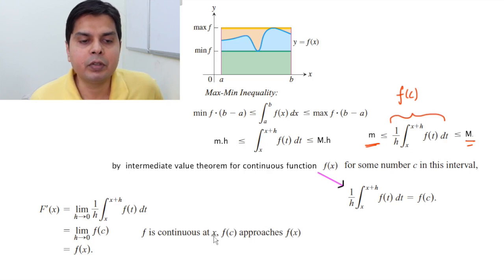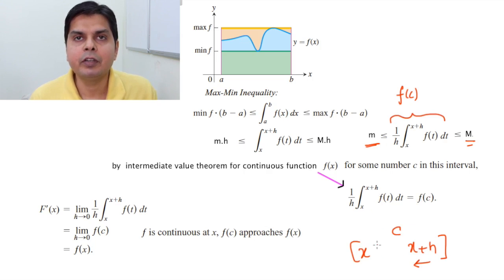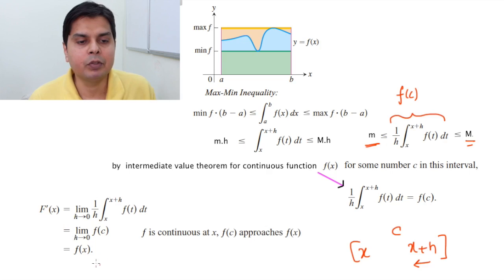Now you see f is continuous at x. So f(c) approaches f(x). Why? Because your c lies between x and x plus h. Okay, c is in this interval. So in this interval x to x plus h, there is a c such that f(c) is equal to this thing. Now as the limit h tends to 0, this interval shrinks. So ultimately this c will be equal to this x. So as h tends to 0, f(c) will be equal to f(x). So I have proved that f prime x is equal to f(x).